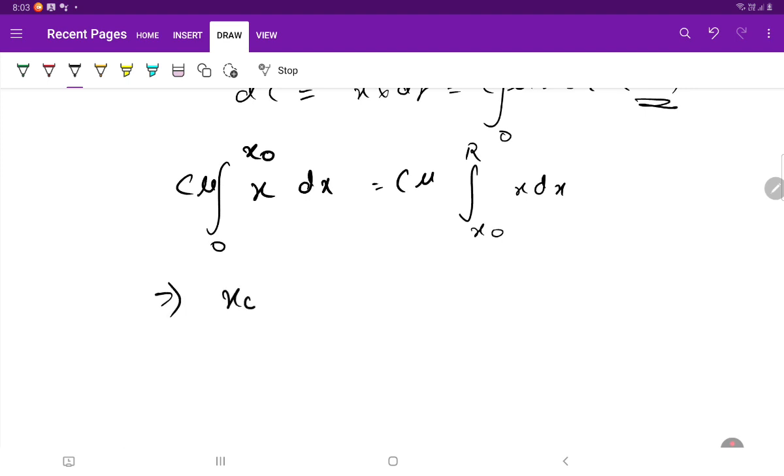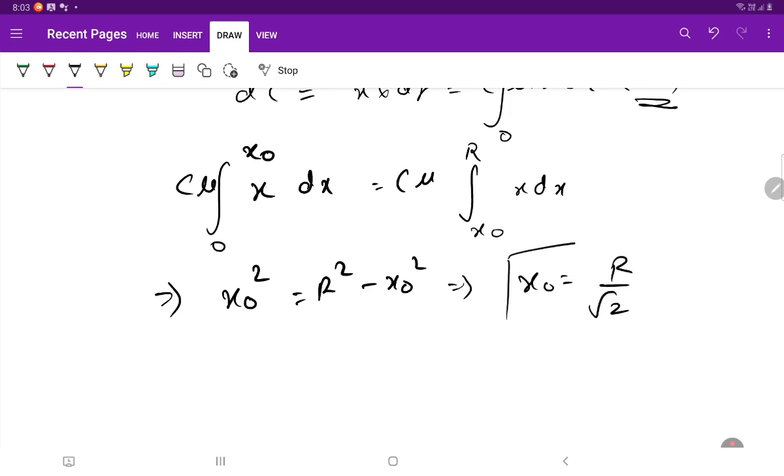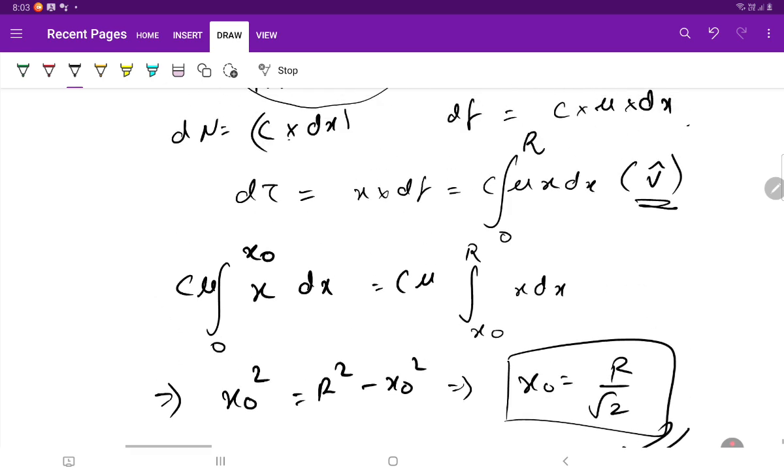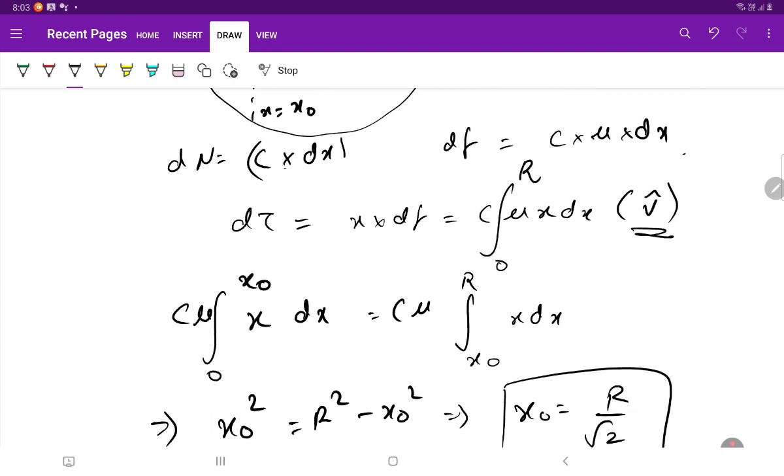From here you will get the equation x naught square is equal to r square minus x naught square, and you will get x naught is equal to r by root 2. So this is the point. This can be called the stationary point, or the point which is moving with the same velocity with respect to the long cylinder.